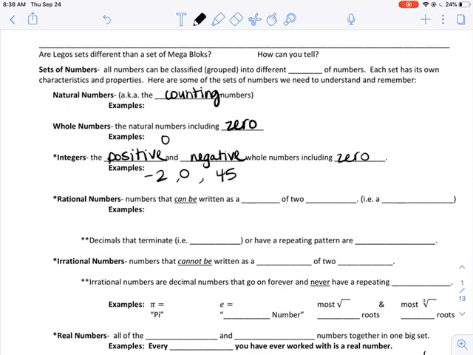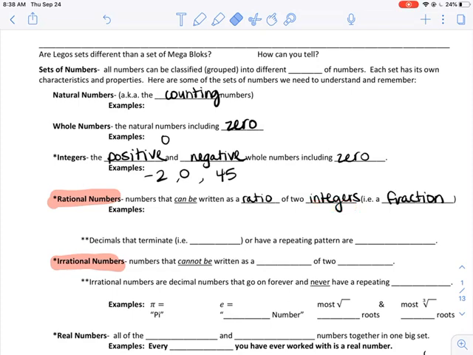Then remember, this is actually our most important definitions right here: rational and irrational. Rational numbers can be written as a ratio of two integers. In other words, we call it a fraction. Now, this part is very, very important, that they are integers.